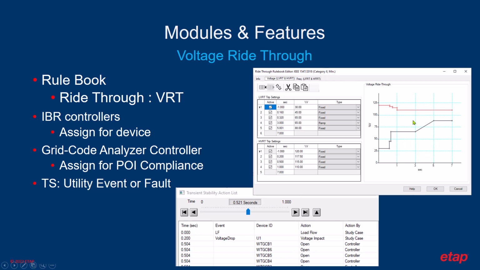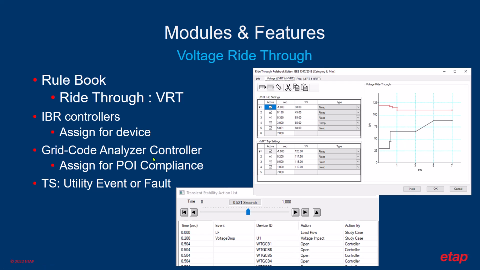So in this case, you see a low voltage and high voltage ride-through. As long as the voltage is between these two curves, the DERs, or the DG, should not trip; it should ride through. So what happens in ETAP, the user can enter the information related to the low voltage and high voltage ride-through in our rulebook. And this can be assigned to the devices, the DERs in the model, as well as to the grid code analyzer for verification.